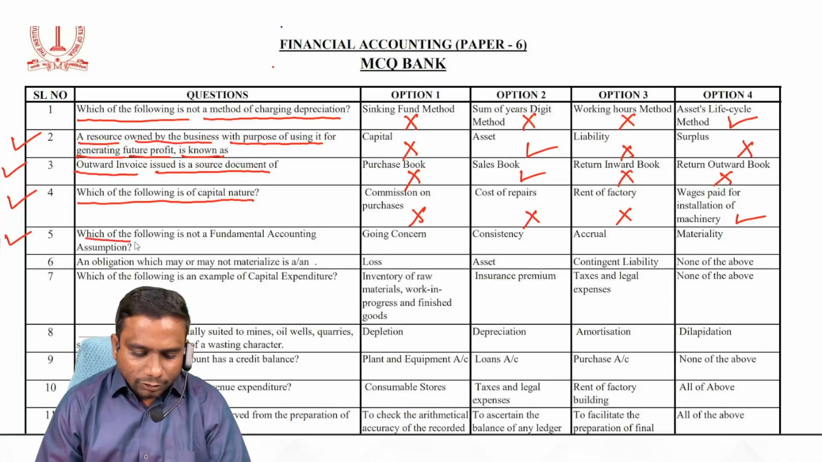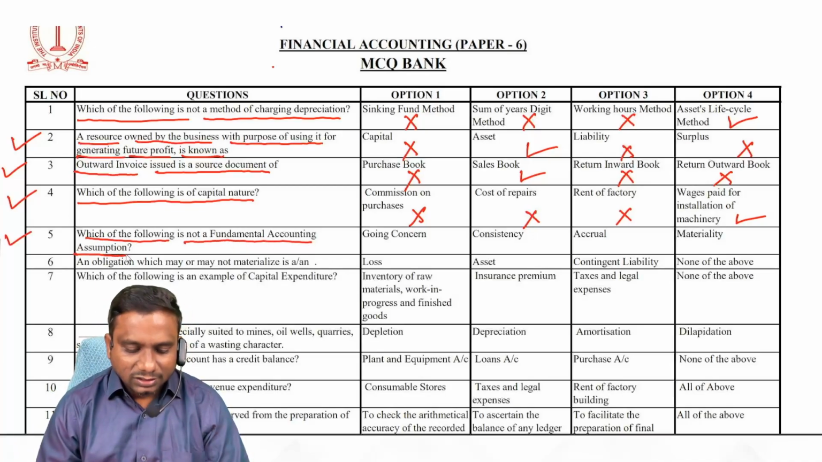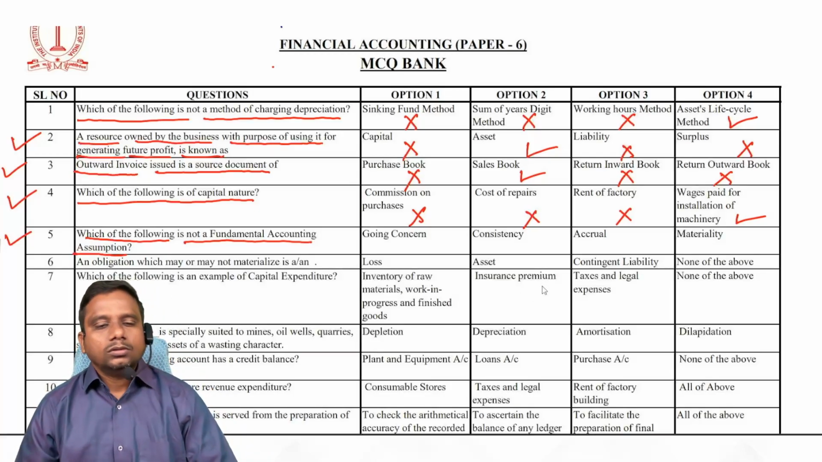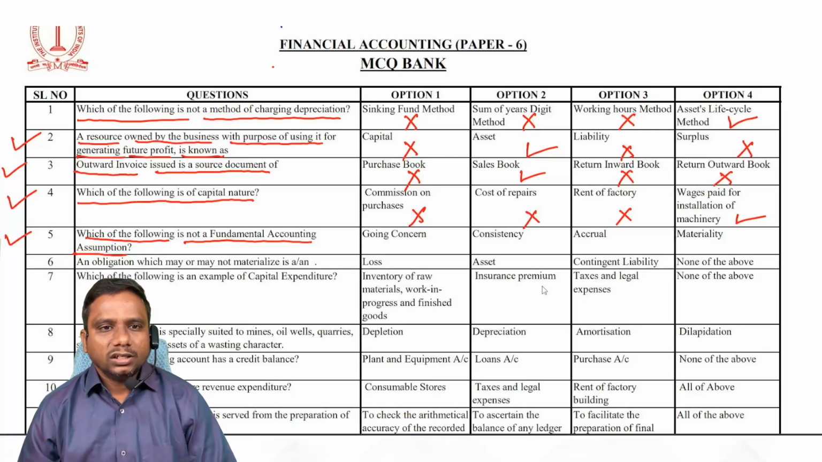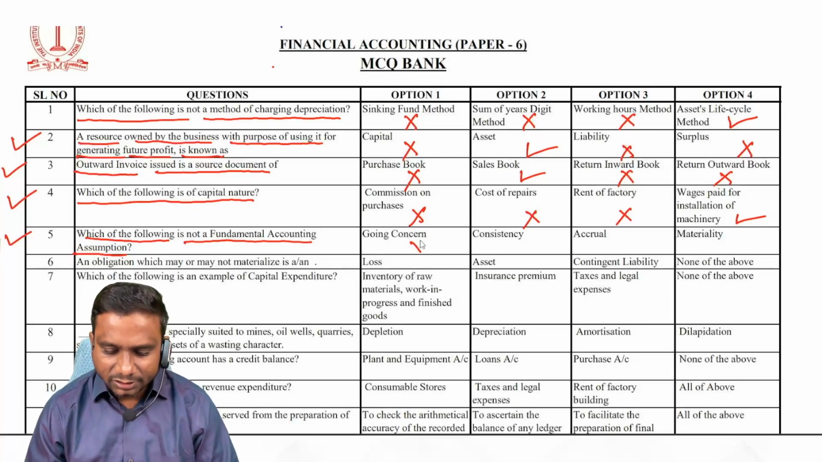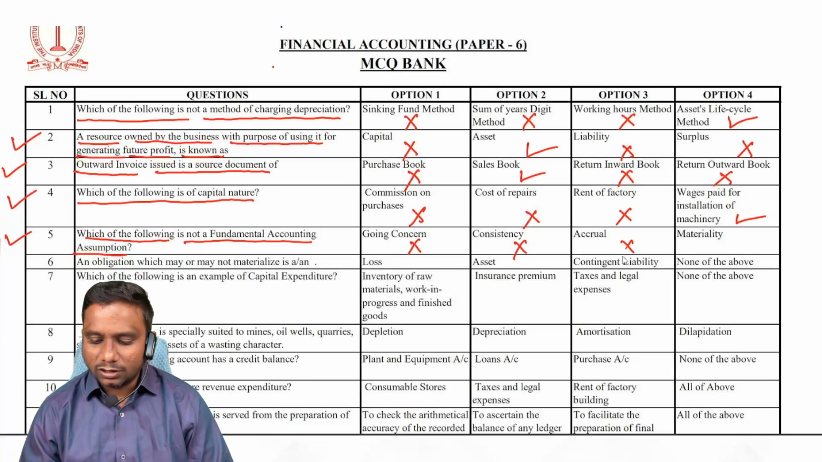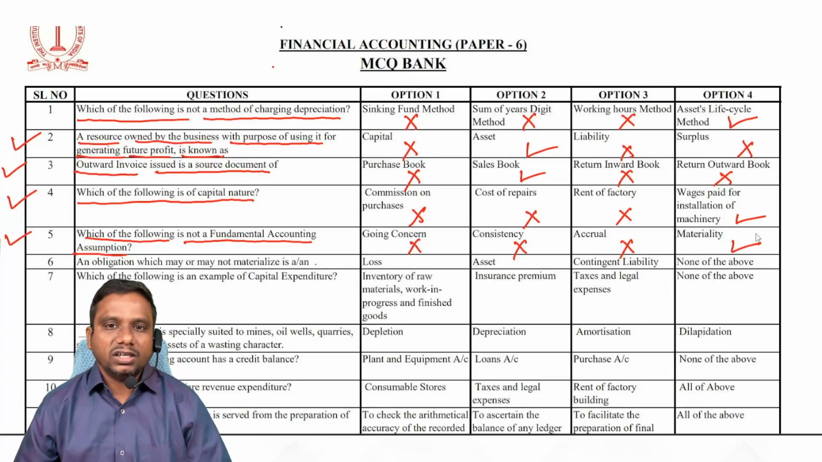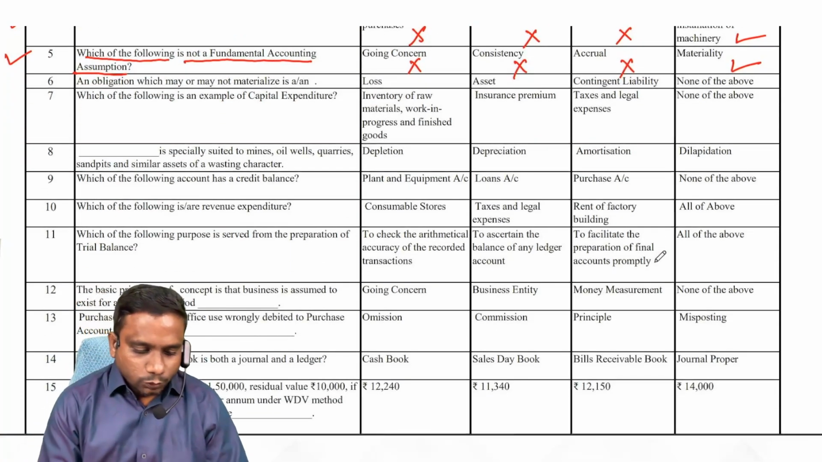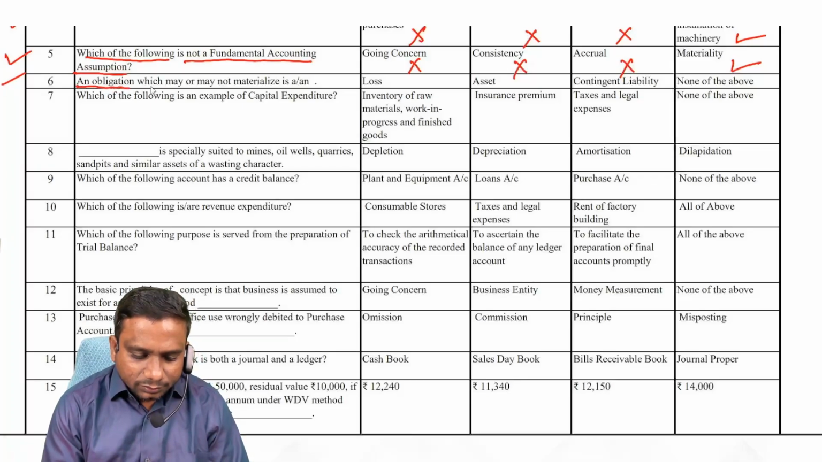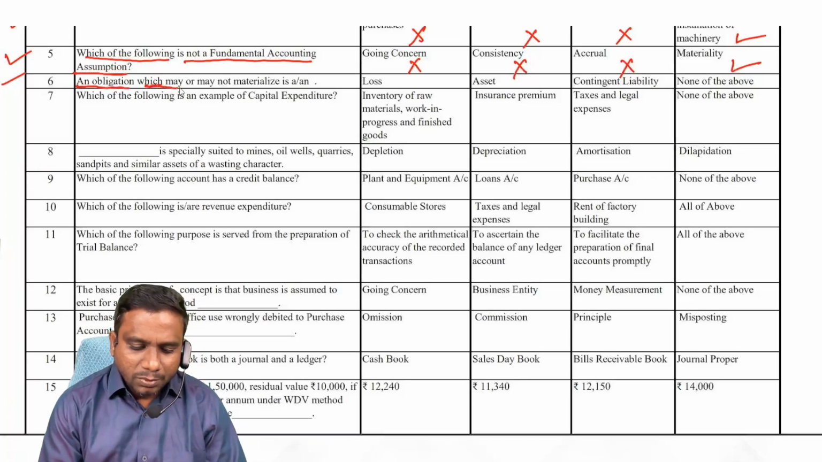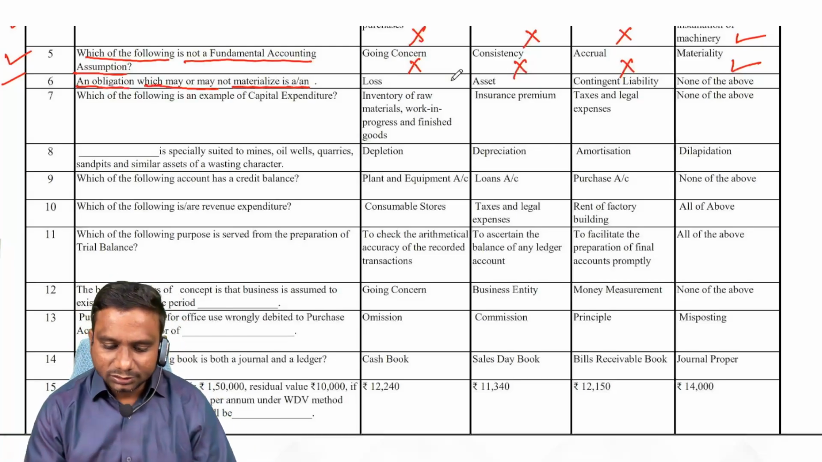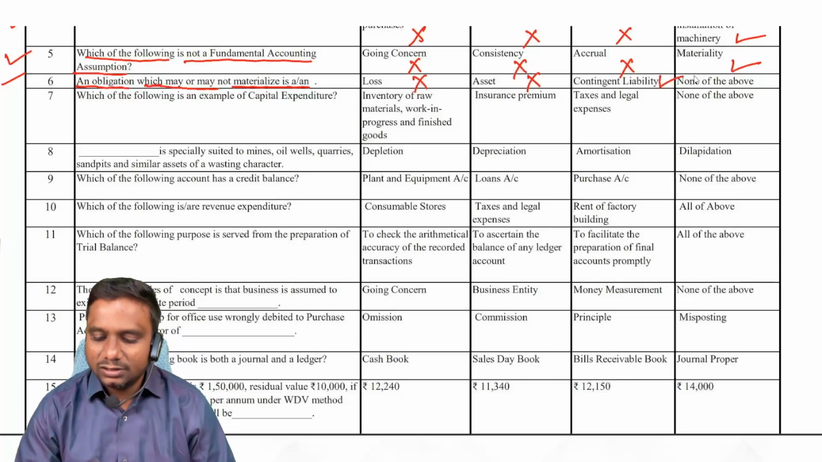Next one. Which of the following is not a fundamental accounting assumption? We have three fundamental accounting assumptions: going concern, consistency, and accrual. Apart from these three, the remaining are not fundamental accounting assumptions. Going concern, yes. Consistency, accrual also. Materiality is not a fundamental accounting assumption. Next one, sixth one. An obligation which may or may not materialize is a contingent liability. Yes, students? Loss, no. Asset, no. Contingent liability, yes.